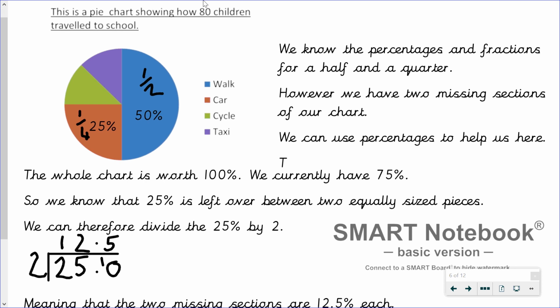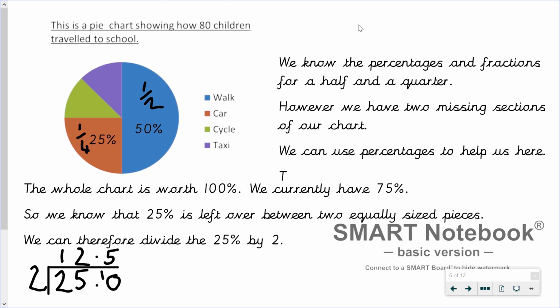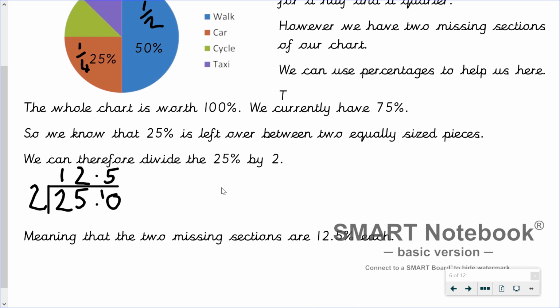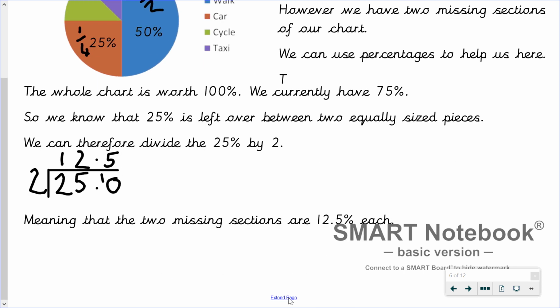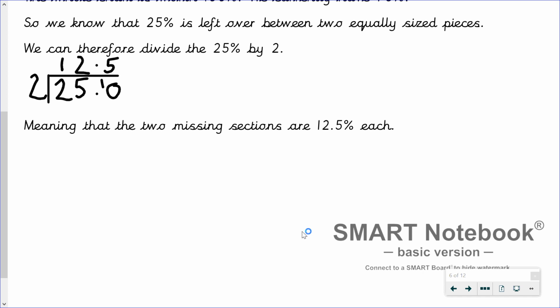So here it's changed, it's showing 80 children now. So we know the percentages and fractions for a half and a quarter, but here it looks a bit different. We're missing 2 sections, so now we use percentages to help us out. The whole chart's worth 100%, and we currently have 75%. So we know there's 25% left over here, and these 2 pieces are equal in size. There's 2 of them. We divide by 2. 25 divided by 2 is 12.5. That means that each of the 2 sections are 12.5% each.